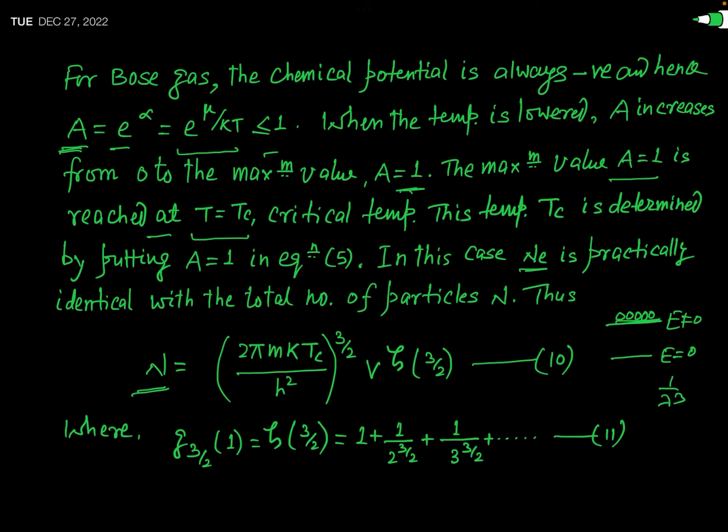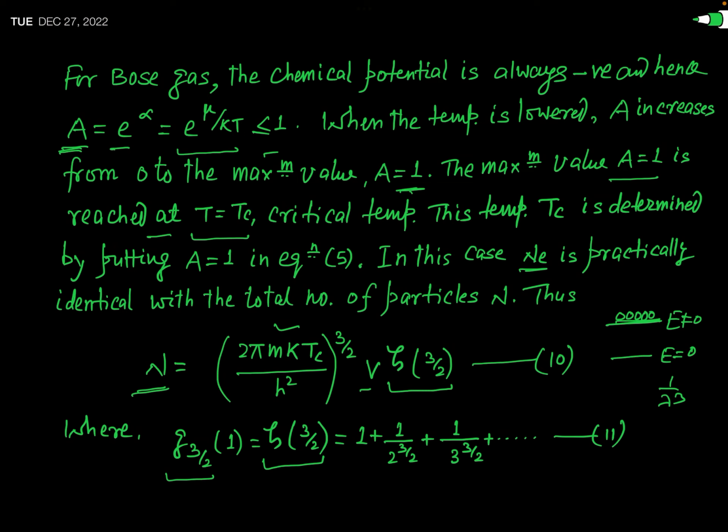So after substituting the value of 1 by lambda cube, you will see your result will be (2 pi m k Tc divided by h square) whole to the power 3 by 2 into V times zeta 3 by 2. Actually here a new function zeta 3 by 2 has been introduced. In fact, this zeta 3 by 2 is simply equal to g 3 by 2 of 1. Actually, this is called Riemann zeta function.